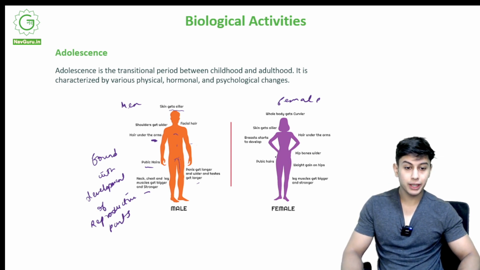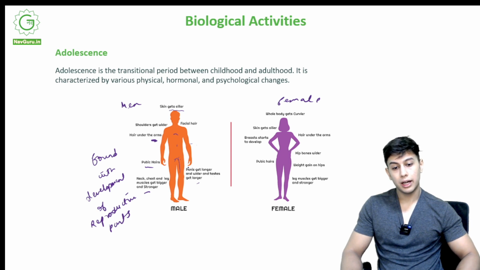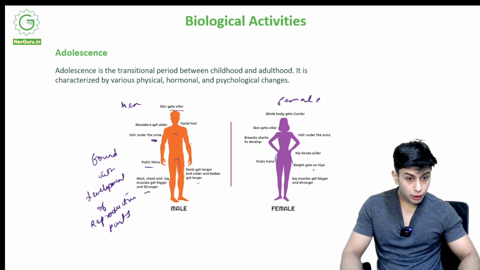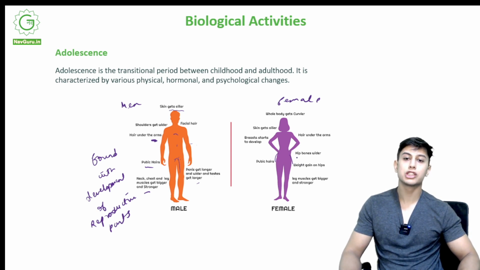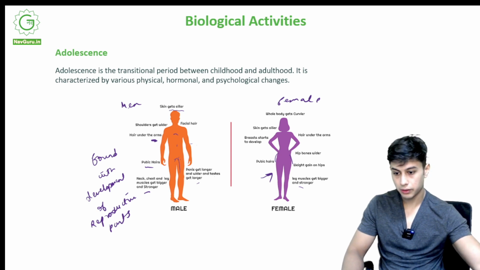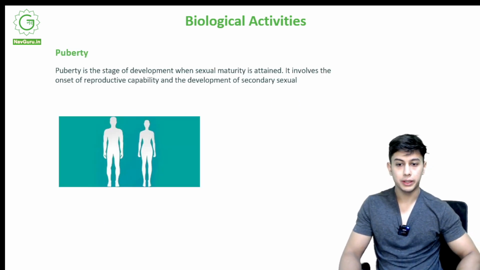Hip bones get wider. Like in men, where the bones, the hair, and the muscles were growing, in women their hips get wider. They start storing more fat on their hips and breasts. Leg muscles get bigger and stronger. This is adolescence. Now we come to puberty.